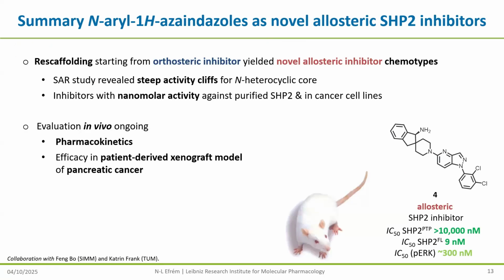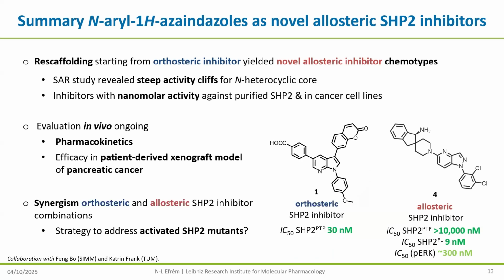Currently, the evaluation of some of the most active compounds is ongoing in vivo, and in the future, we are very interested to explore if a synergism can be observed on a combination treatment with orthosteric and allosteric SHP2 inhibitors, because we believe that this could be a strategy to tackle activated SHP2 mutants, which are generally less susceptible to allosteric SHP2 inhibition.